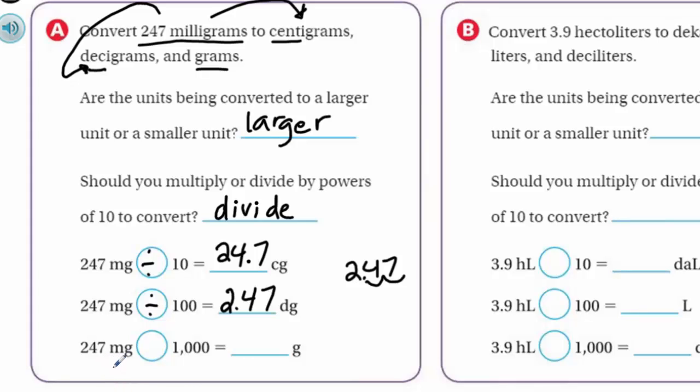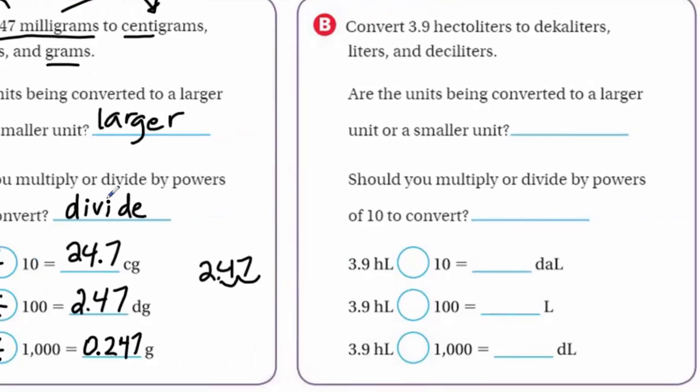Now we have 247 milligrams divided by 1,000 because we're moving even further. And now we're going to end up with 0 here. We like to put it in the front, so 0.247. And you can see it moved 1 more time. That's all we're doing with the metric system. It really is a decimal point moving left or right. How many times? That's all we're really doing.